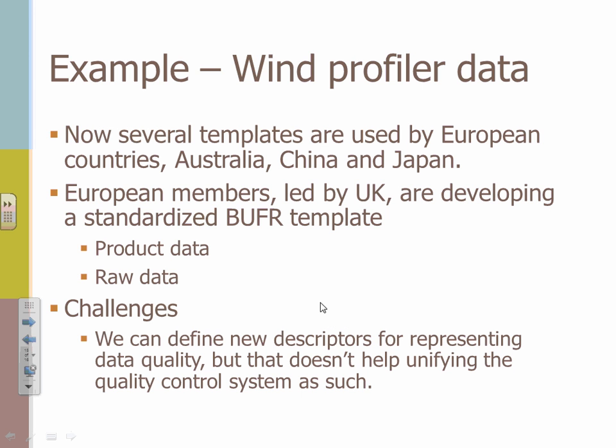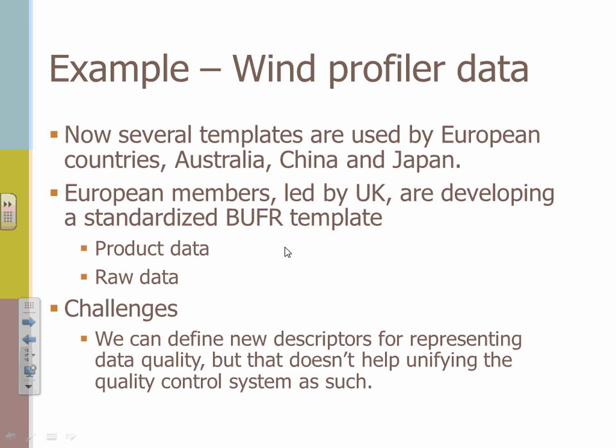The second example is the wind profile data. Now several templates are used by European countries, Australia, China, and Japan. These countries disseminate their wind profile data on GTS, but they are all using different BUFR templates. European members, led by the United Kingdom, are developing a standardized BUFR template, and these are submitted to the expert team, and we are now validating part of it.